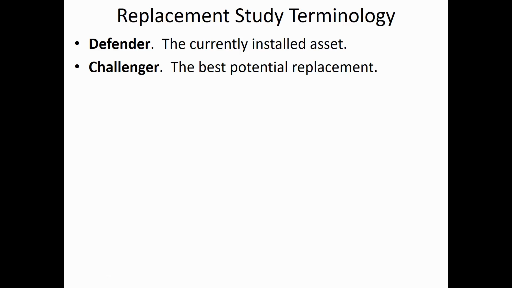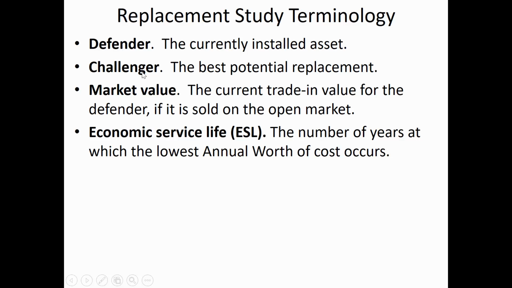And when we do a replacement study, there's a little bit of terminology that you need to be acquainted with when we're comparing alternatives. And so the defender is the thing that you already own. And if you're trying to figure out whether or not to replace that existing equipment, the new item that's being considered is called the challenger. And it's the best of the options that you've got to replace it with. We already talked about what market value is, and you already know economic service life is the number of years with the lowest annual worth of costs.